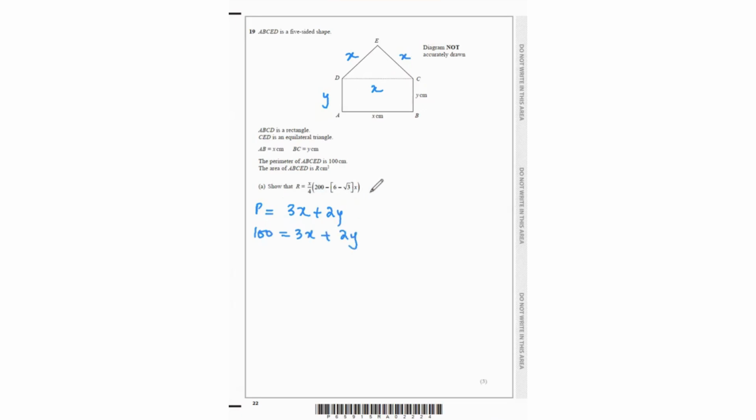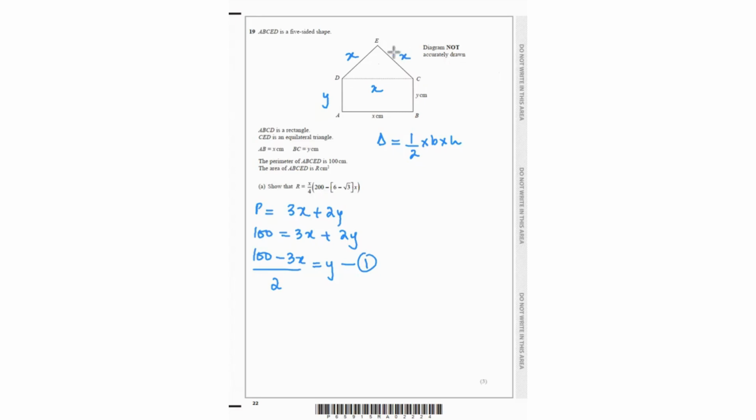The equation of R is in terms of X, which means we need to make Y the subject over here and make an equation for it in terms of X. So this is the first thing. Now the area is said to be R centimeter square for the entire shape. So we have a triangle. So area of triangle is going to be 1 over 2 times base times height. We have the base, which is DC. We don't have the height.